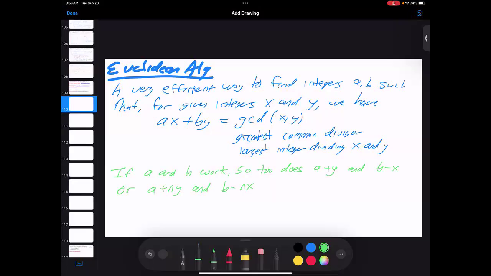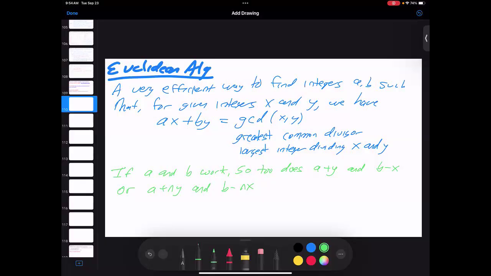Because if I increase A by adding NY, I get NYX. If I decrease B by subtracting NX, I get a negative NXY. So I don't change the sum. So there's not a unique A and B, but I can probably make them unique by maybe decreasing their size a little bit. I can keep subtracting multiples of X and Y a little bit.